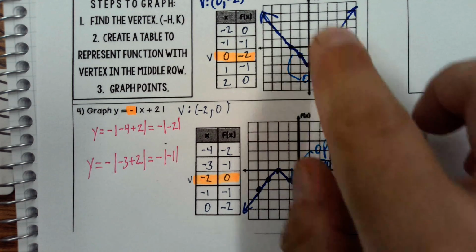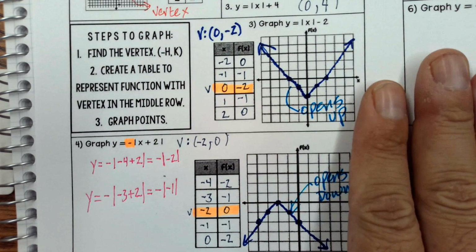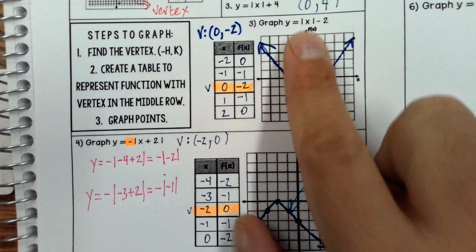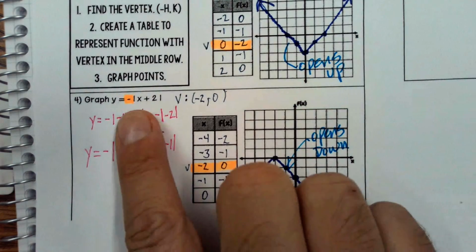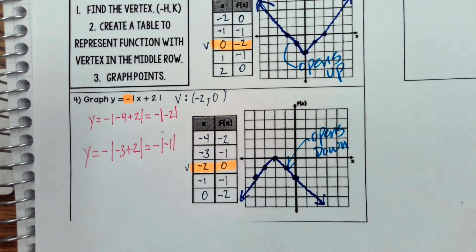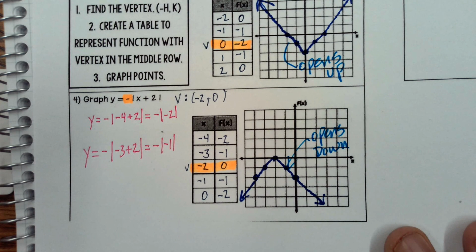Yeah. If you notice in our first function, let me bring it down. Do you see our first function? We didn't have a negative out in front. It opens up. Here, this one, we got the negative in front, opens down. So that negative will cause it to open up or down. Okay? Any questions?